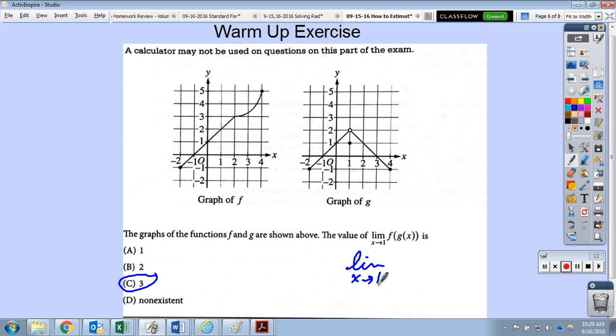I don't understand how. So the limit as x approaches 1 of g of x, but that's 2. And then f of 2, yeah, f of 2 is 3. Yeah, you're right, f of 2 is 3. That's slightly different, but yeah, that's the correct way to think about it.